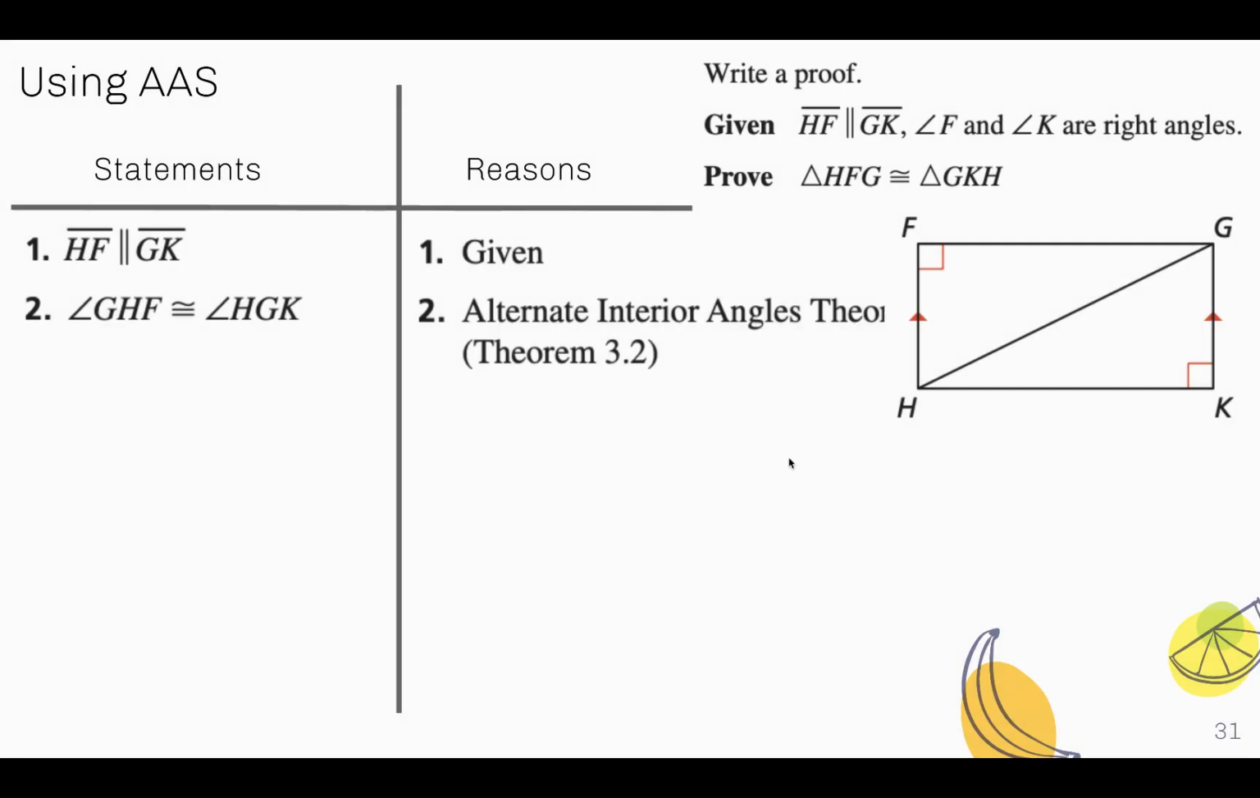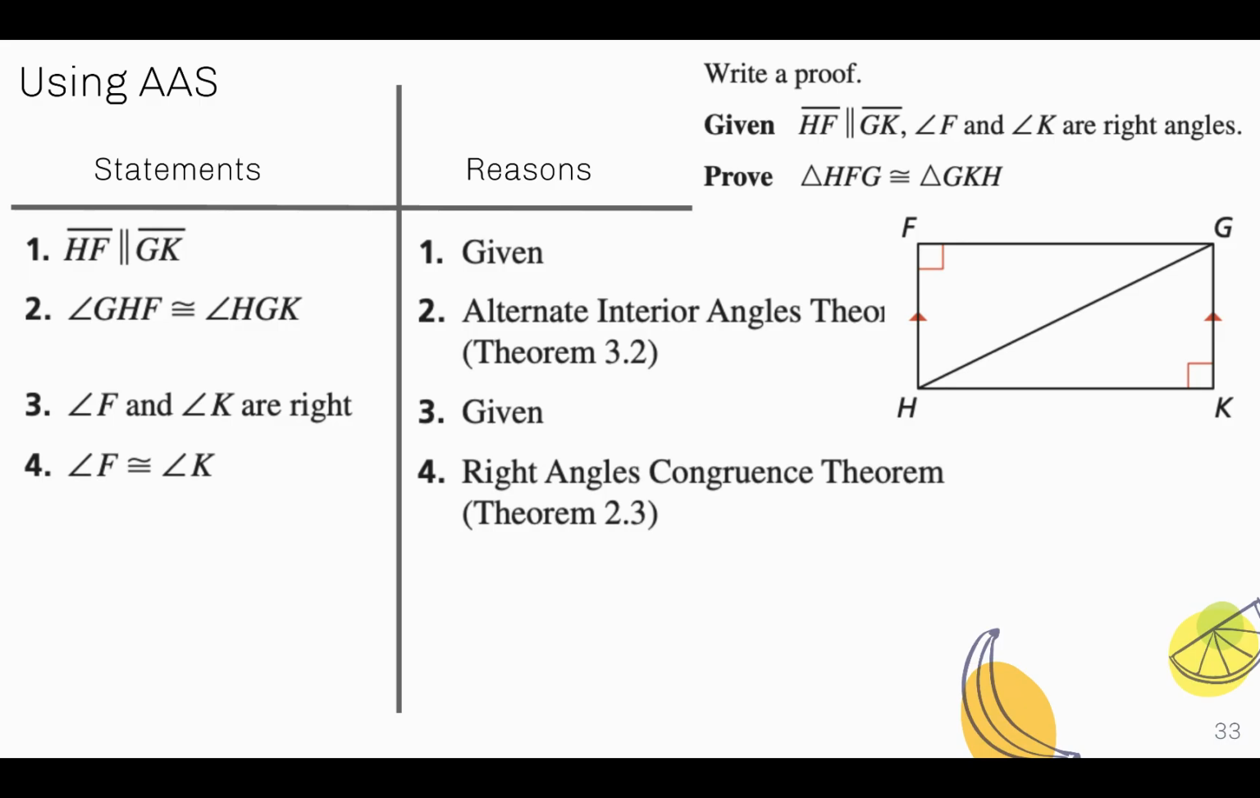Anytime you have parallel lines cut by a transversal, we can look for alternate interior angles, which we have. So angle GHF and angle HGK are AIAs. We know that those are congruent. Angle F and angle K are right. Therefore, angle F must be congruent to angle K. That is called the right angles congruence theorem.